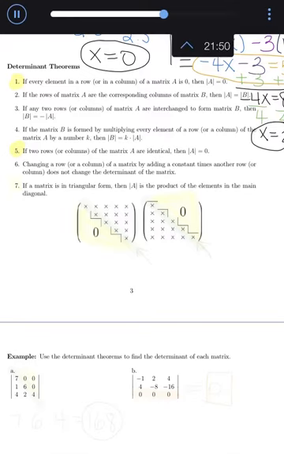The last one that's super important is number 7. If a matrix is in triangular form, what this means is you either end up with the top triangle of the matrix being all zeros or the bottom triangle of the matrix being all zeros. Then to find the determinant of the matrix, all we have to do is multiply all the numbers along the main diagonal to get the determinant.